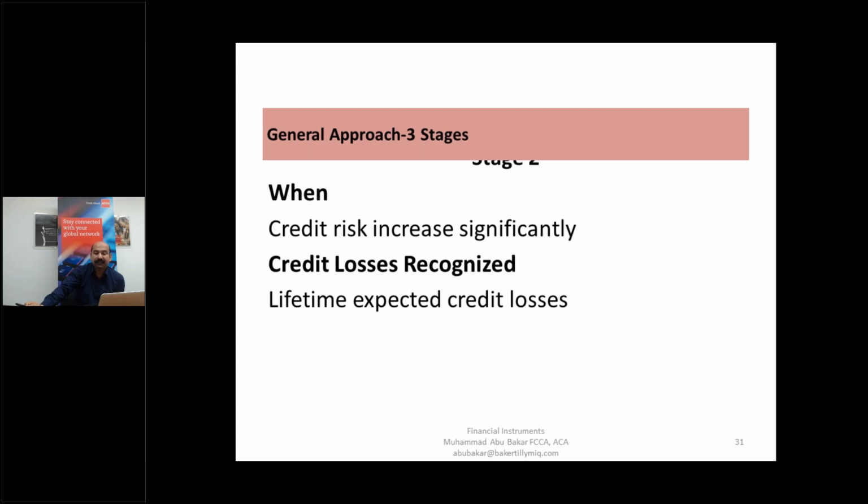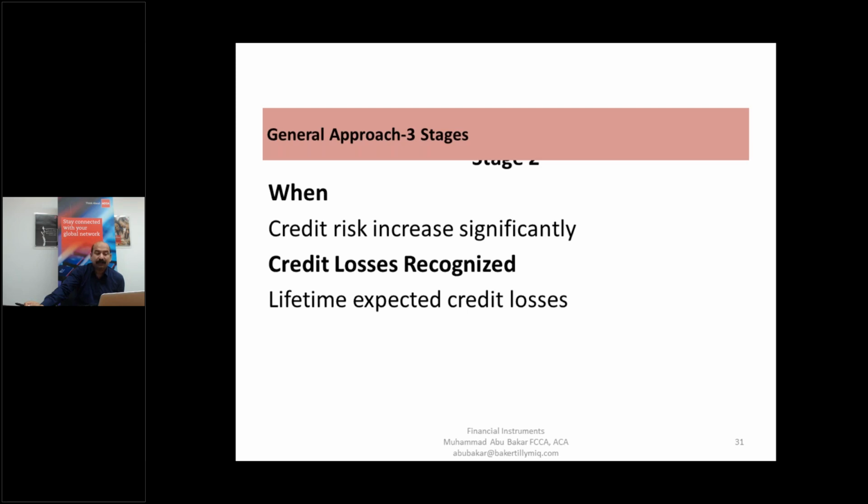These are the weighted average credit losses with the respective probabilities of default as the weights. There is a rebuttable presumption that the credit risk on a financial asset has increased significantly since the initial recognition when contractual payments are more than 30 days past due. However, an entity cannot solely rely on the past due information and should also assess reasonable forward-looking information.